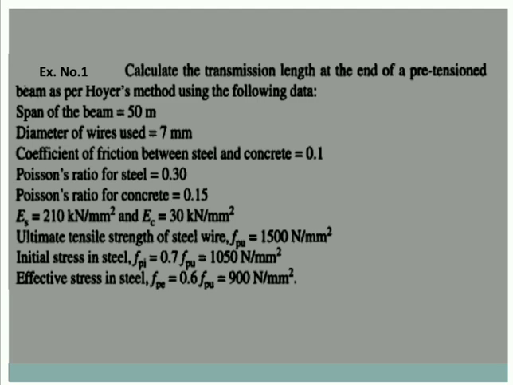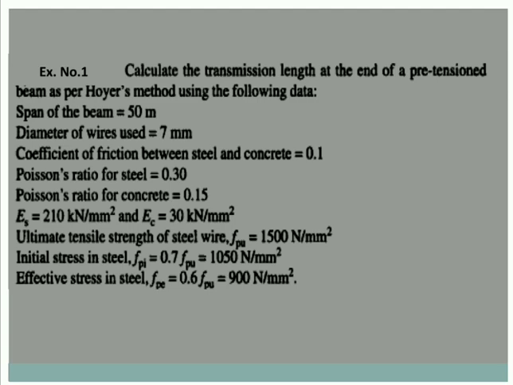Example number 1: calculate the transmission length at the end of a pre-tensioned beam as per Hoyer's method using the following data. Here the data will be long and big as the formula is big. Span of the beam is 50 meters, diameter of the wires used is 7 mm, coefficient of friction between steel and concrete is 0.1, Poisson's ratio for steel is 0.3, Poisson's ratio for concrete is 0.15. Es is 210, Ec is 30. Ultimate tensile strength of steel wires is 1500 Newton per mm square.